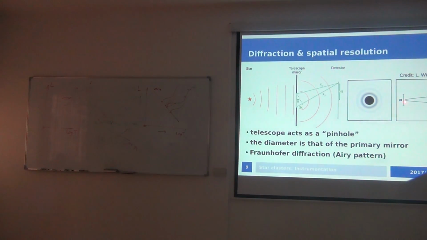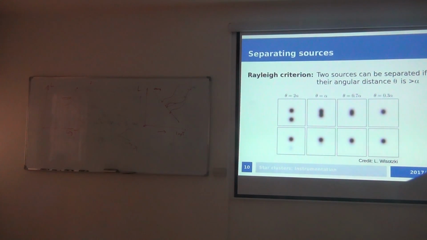And so what you observe, if you observe a star with a telescope, the intensity shape of your star on the detector will look something like this. And this actually affects how many stars we can observe. So let's assume we observe 2 stars, and they both make this diffraction pattern on our detector.